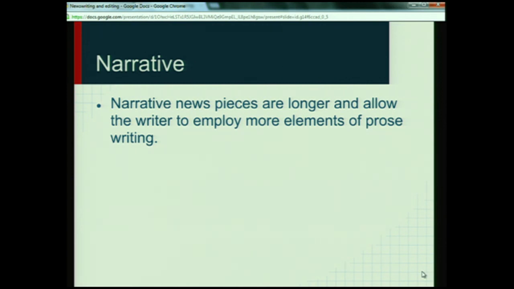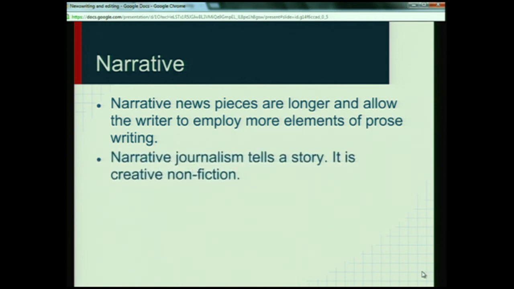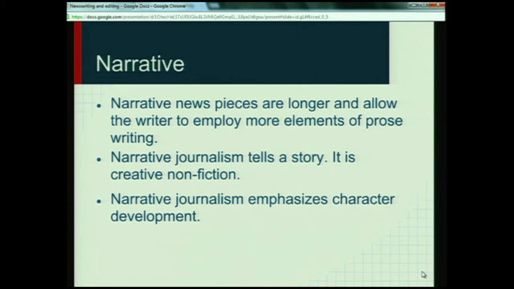But you employ those elements of prose writing. And that's why I say, have your English students do this. It's nonfiction. They're interviewing people, but they're writing narrative. It tells a story. It's creative nonfiction, and it emphasizes character development. This story, and I'll read just a little bit about it. The headline says, Miracle in 24 hours, a family must face the unimaginable.